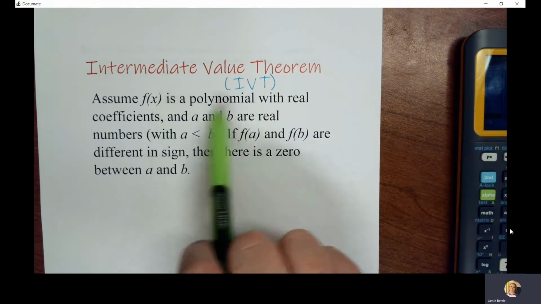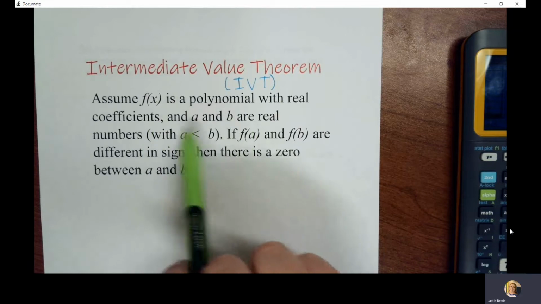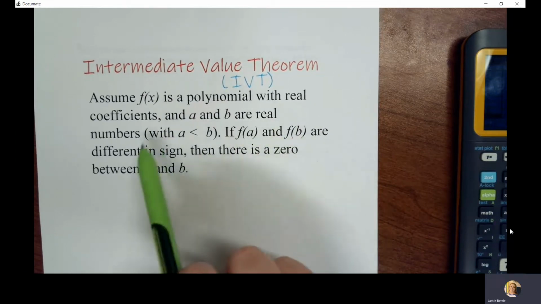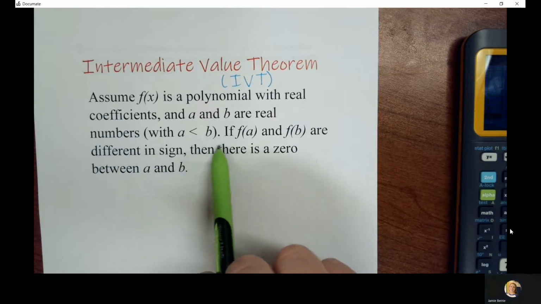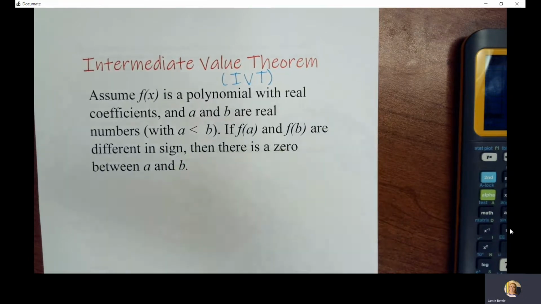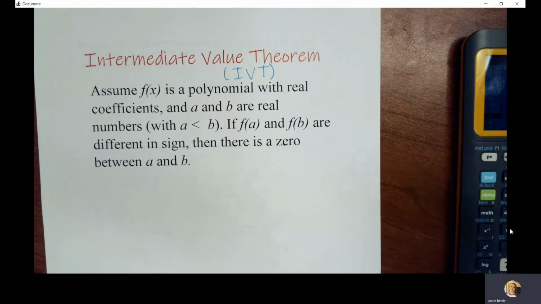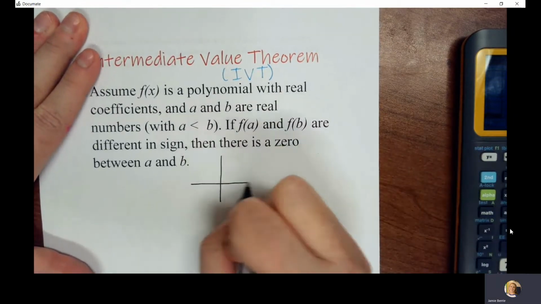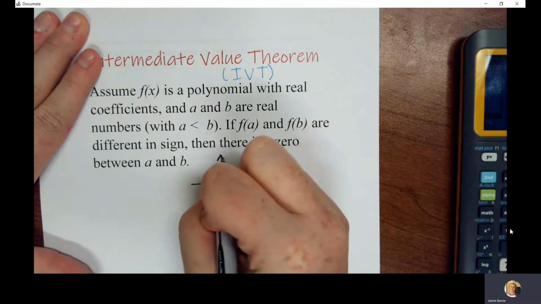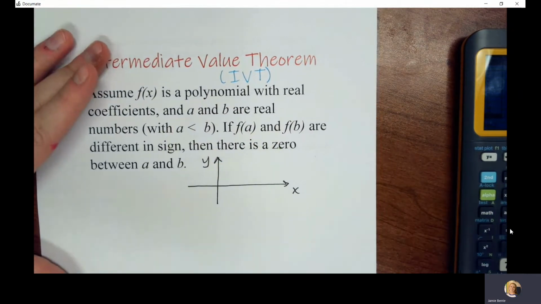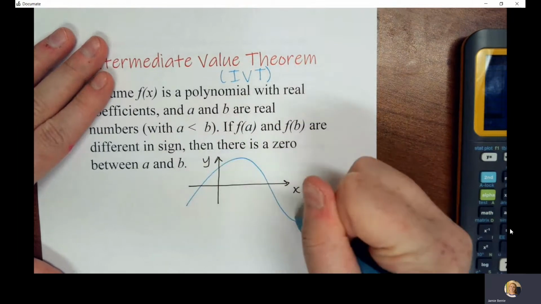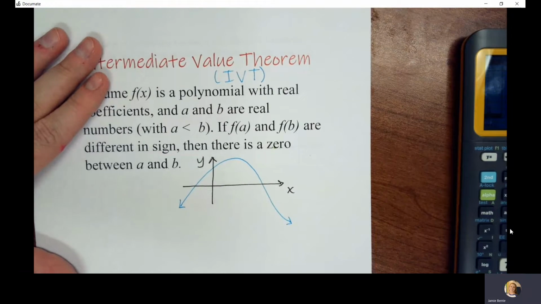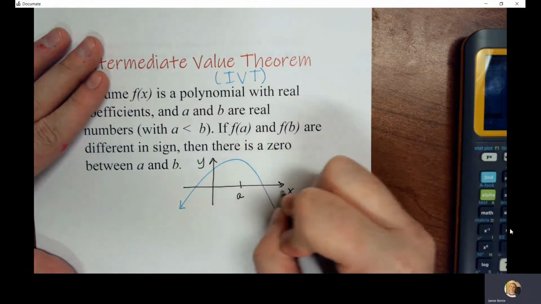So f of x is a polynomial, a and b are real numbers. If f of a and f of b are different in sign, then there is a 0 between a and b. Okay. Now this kind of sounds a little complicated, but it's actually a really simple concept. It says that if you have a polynomial, say this is our polynomial, and we'll let this be a, this be b.